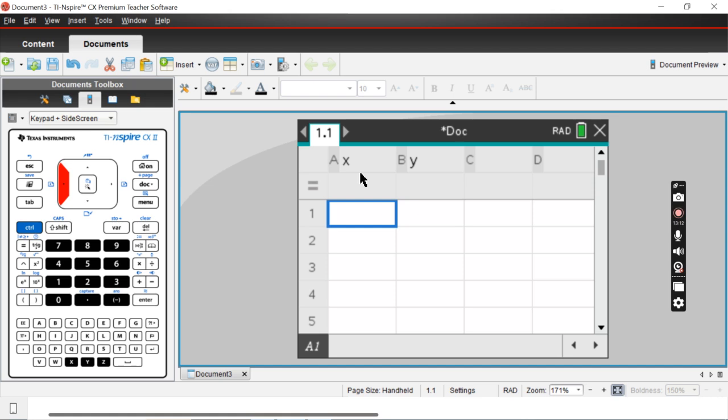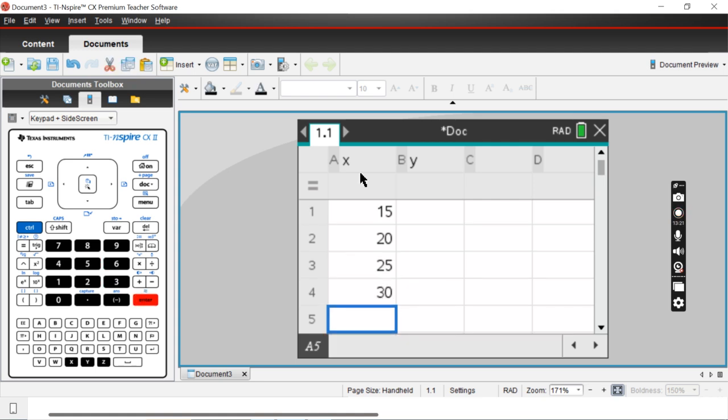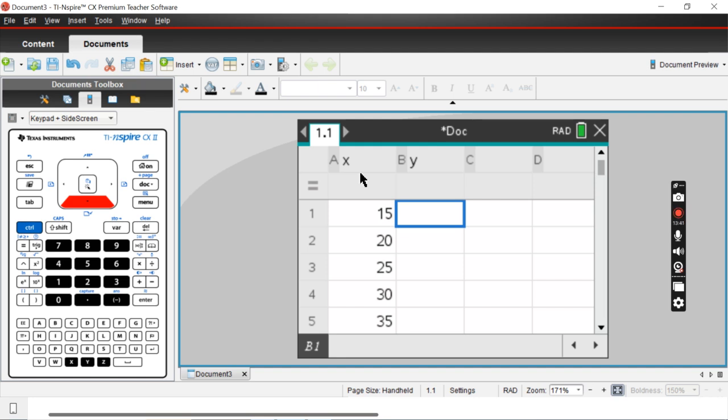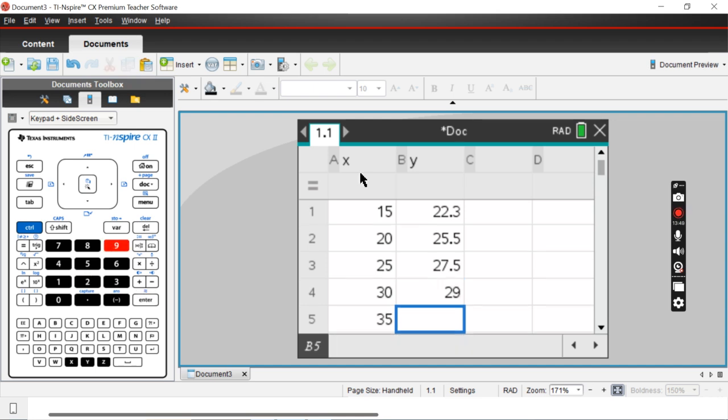So okay, we label our columns X and Y, then we just put in all that information in order. So 15, 20, 25, 30, 35, 40, 45, 50, 55, 60, 65, 70. So pretty repetitive. And the next one's going to be 22.3, 25.5, 27.5, 29 flat.